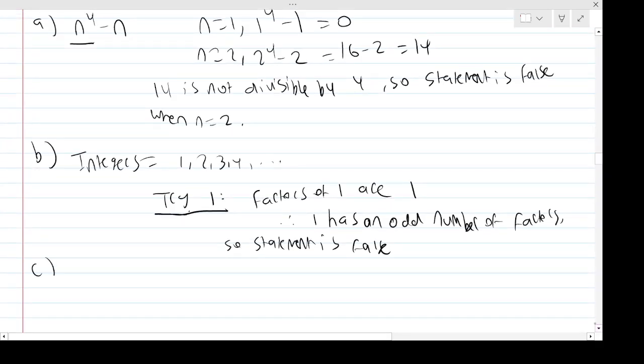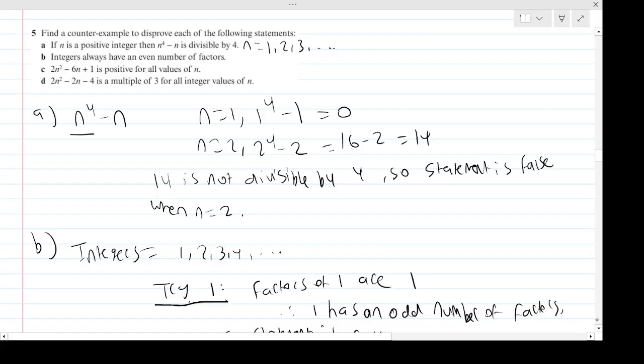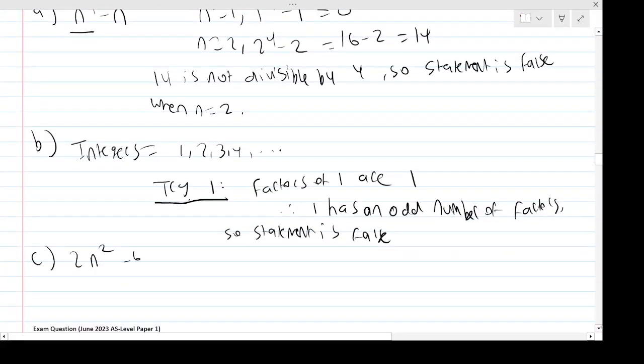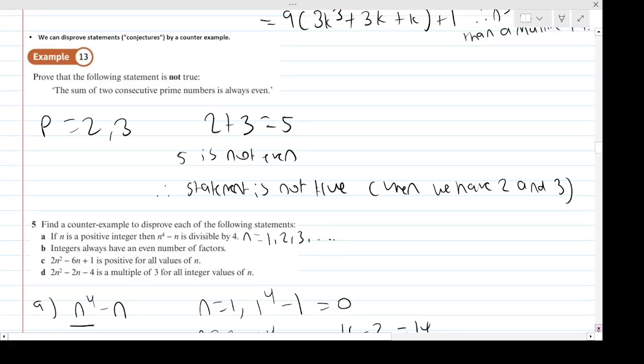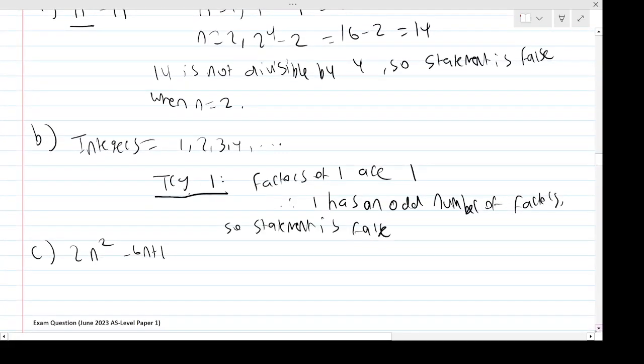Okay, then part C. We have 2n squared minus 6n add 1, and we want to show that this expression is positive for all values of n. So again, we're going to try the first few values. Let's say n is 1. If n is 1, then 2 lots of 1 squared minus 6 lots of 1 plus 1. Put that in your calculator, say. We get 2 lots of 1 squared.